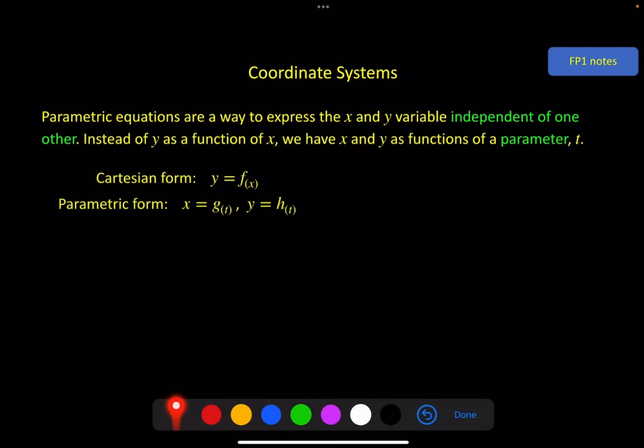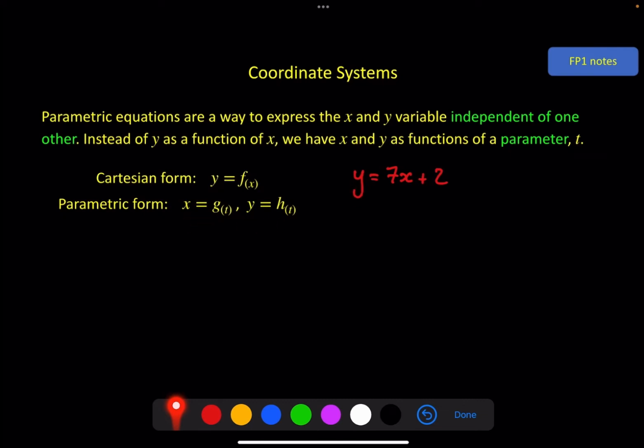So usually we have, let me write an example, usually we have something like this, where y is defined as some function of x. You choose an x value, you put it in, and you find the corresponding y value.